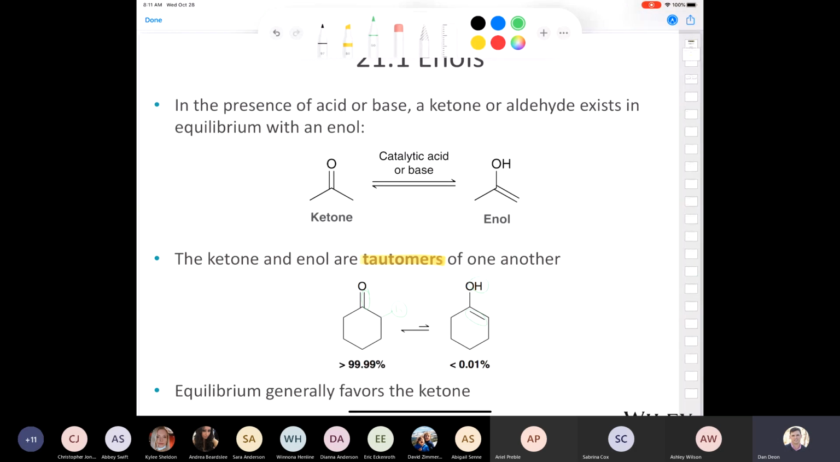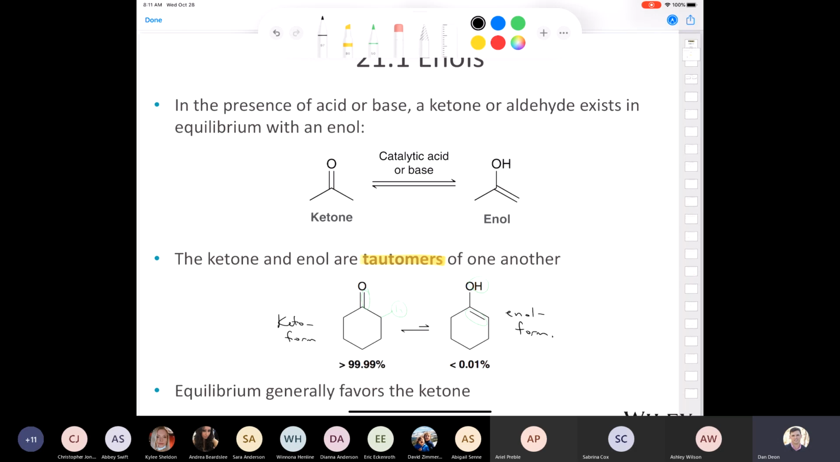And if you look at the case of cyclohexanone, which is the 6-membered ring with the double bond to an oxygen on it, the carbonyl, you see that it is in equilibrium with its enol form. So this is what we call the keto form, and this is what we call the enol form. Well, they are in equilibrium, but you can see that there's a lot less of the enol, right? Less than 0.01%, and most of it is, in fact, the ketone.